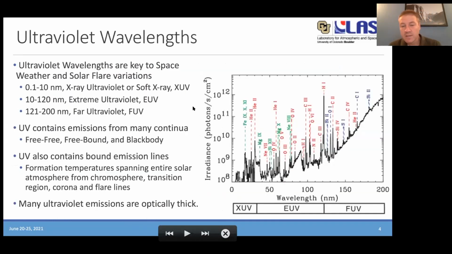So zooming in on the ultraviolet wavelengths now, UV or ultraviolet wavelengths, we commonly break these down. There's an ISO standard right now that breaks these down into the soft X-ray ultraviolet, or XUV, from 0.1 to 10 nanometers, the extreme ultraviolet from 10 to 120 nanometers, and the far ultraviolet from 121 to 200 nanometers.